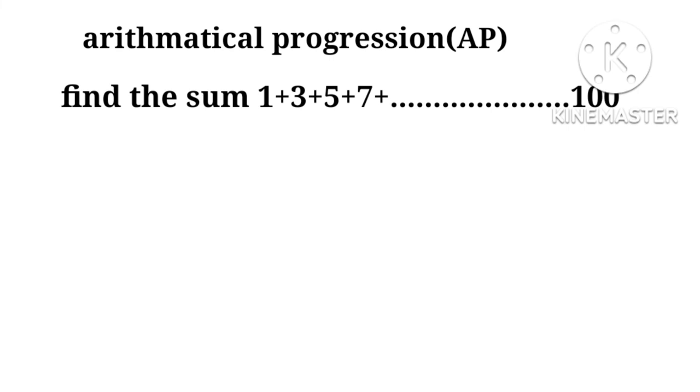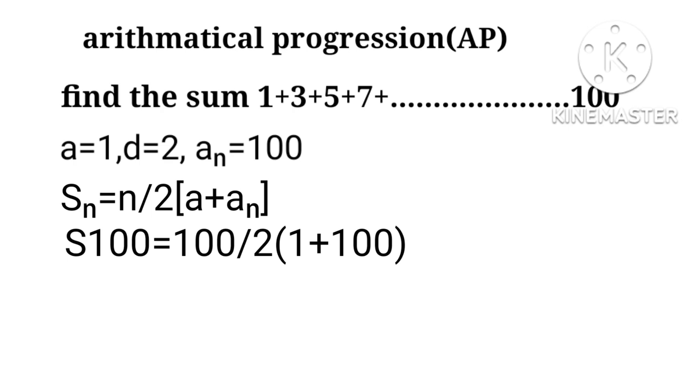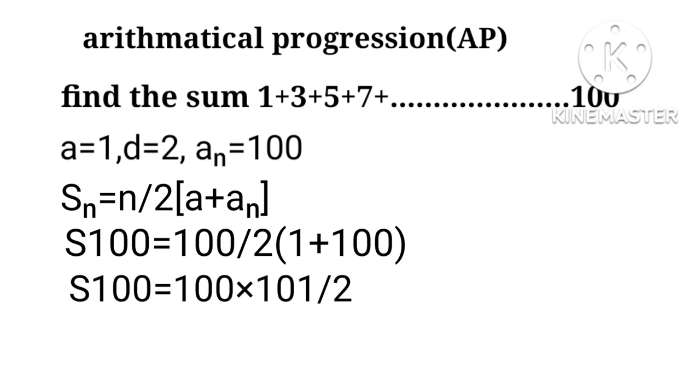Find the sum of the following. Here a equals 1, d equals 2, an equals 100. Using the formula Sn equals n upon 2 into a plus an, S100 equals 100 upon 2 into 1 plus 100. S100 equals 100 into 101 halves equals 5050.